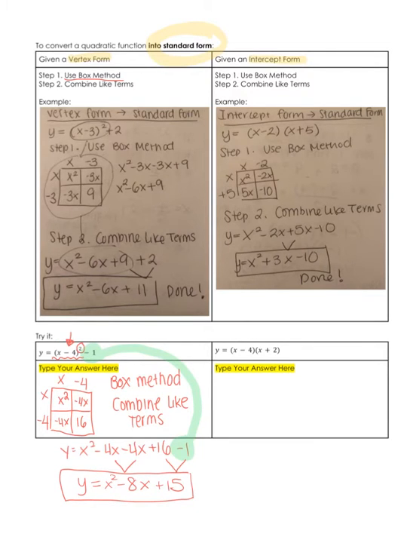Step number 2 can be confusing because we have that minus 1 at the end, but always just go back to the original equation and we can see what's happening there.